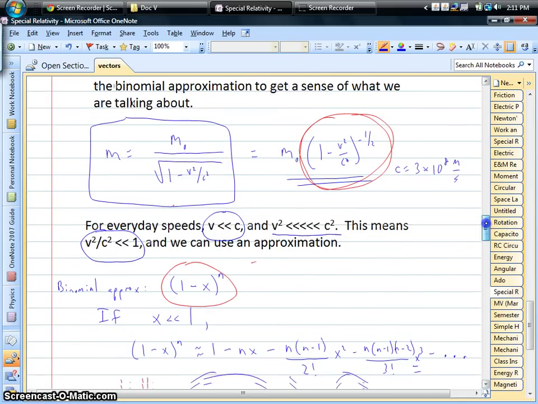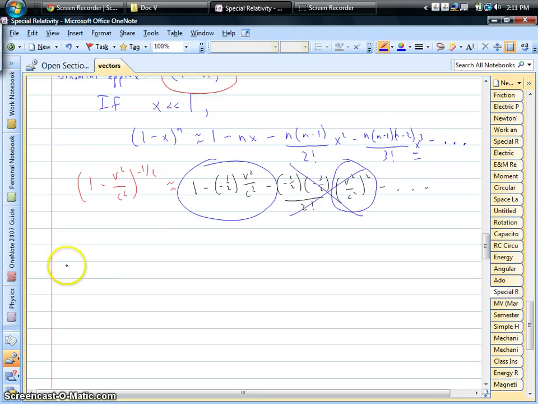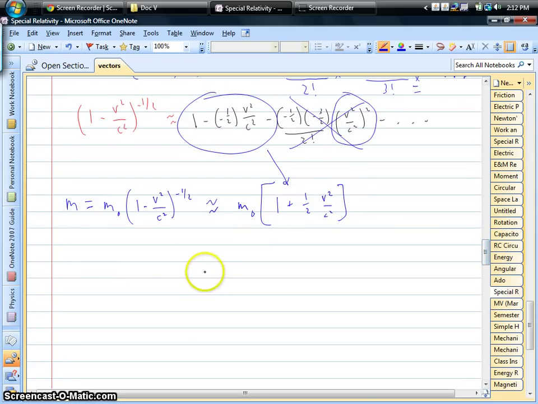Now let's put it back into this mass equation. Let's see what this approximation does. So we're saying that our new mass is the rest mass times this funny quantity here. And this is approximately going to be our rest mass times 1. Now we have minus minus, so it's actually going to be plus a half times v squared over c squared. Okay, I just brought that right down from our approximation, this expansion. Okay, so our new mass is approximately, now let's multiply this out. Our rest mass plus 1/2 rest mass times v squared over c squared.